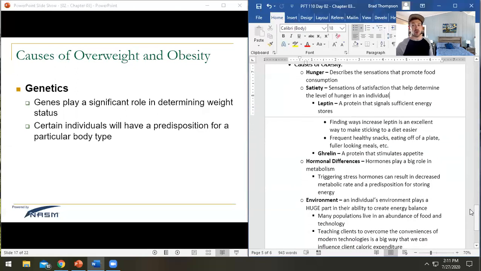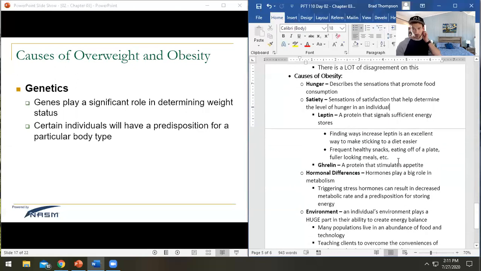So what are some of the causes of obesity that we're going to look at? Obviously, genetics play a really big role here, right? We do know that certain people have a predisposition for a certain body type, whether you believe in the ectomorph, endomorph, mesomorph science, or if you just believe that your genes are pre-programmed to burn calories in a very specific way. We do know that your genes are going to play a big role here.